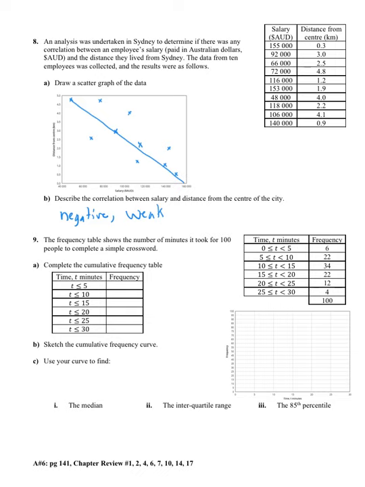Okay, and again, if I do multiple choice and I think it's kind of iffy, I'll just click both of them, say I'll accept negative and weak and negative and moderate as my answers. Okay, definitely negative correlation though.